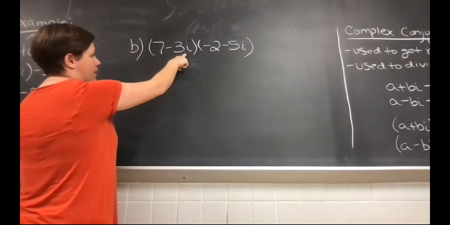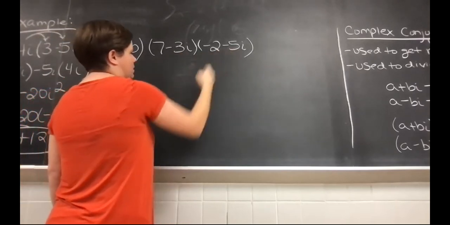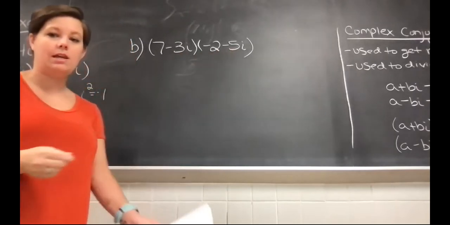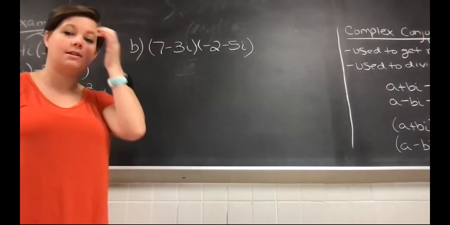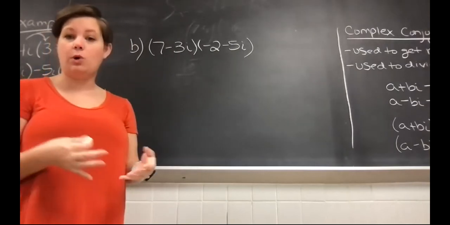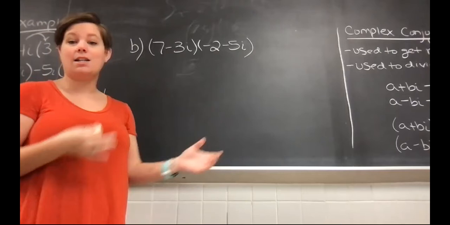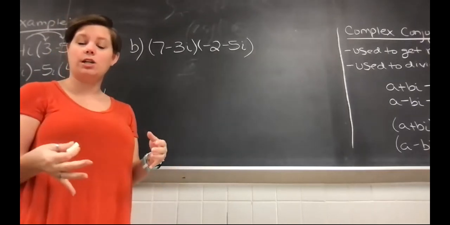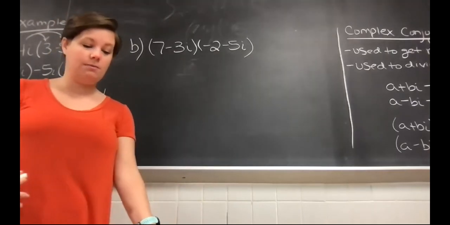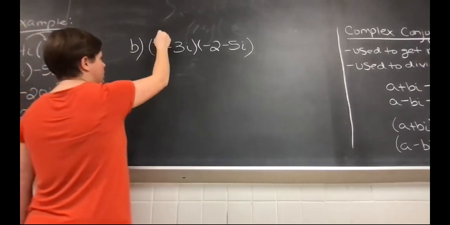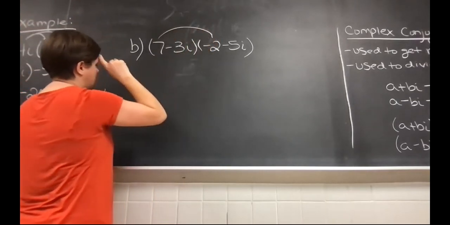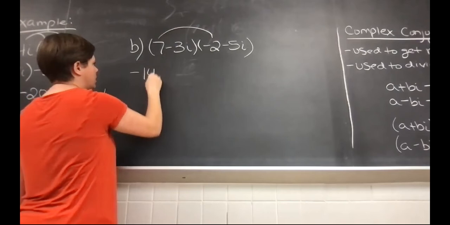7 minus 3i times 2 minus 5i. So in this case, we have two different parentheses, and each parenthesis has two separate items inside. That's when we're going to use the FOIL method. Just like if it was x plus 2 times x plus 3, we're going to use the exact same method. So FOIL means first, outer, inner, last. So I do my first, 7 times 2, which is 14.